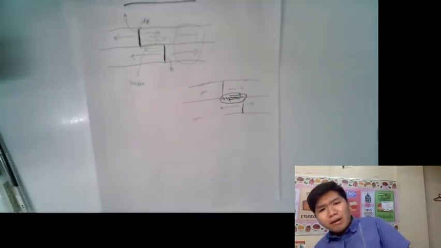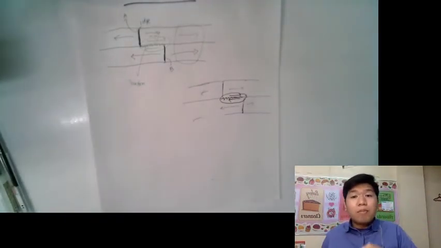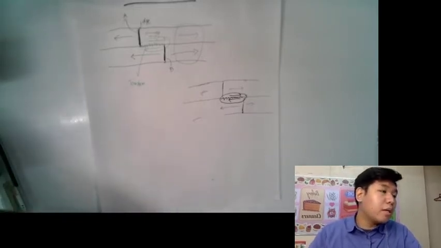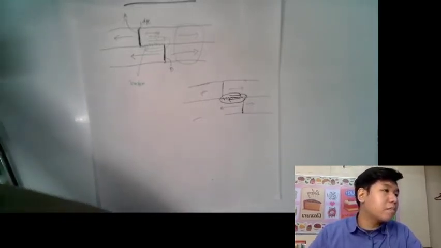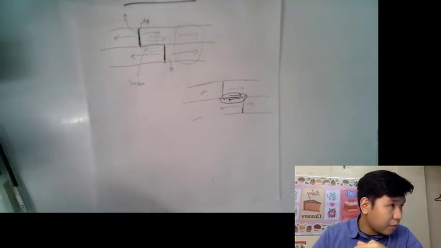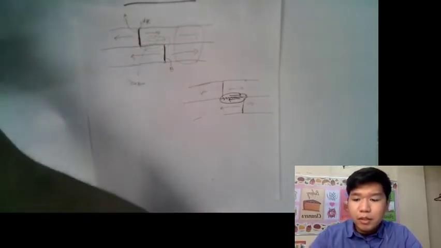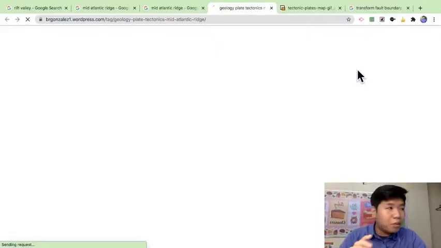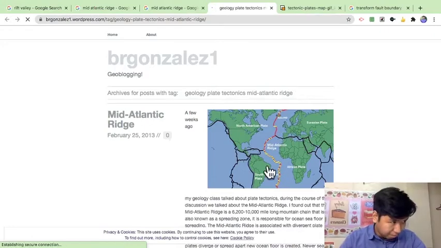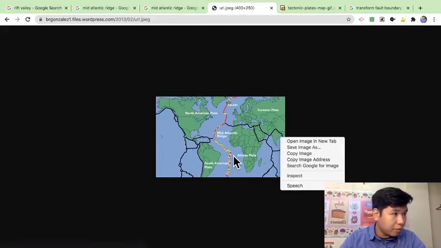Sir, are there examples about that? Let's quickly go back to the Mid-Atlantic Ridge. Over here, yes. This here is a really good picture, and a really good example of how a transform fault boundary looks like. Let's just open this up.